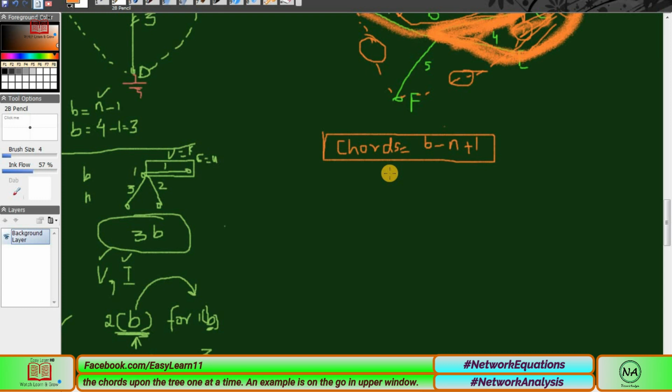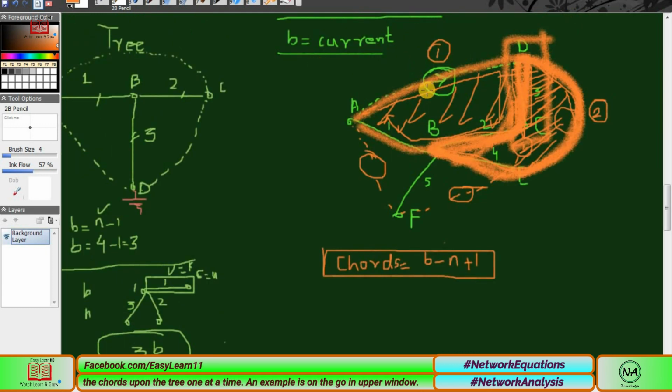These currents may also be in loop form, or mesh currents, and their paths may be determined by replacing the chords upon the tree one at a time, as we did here with the bold lines. By using this, we can analyze and replace the chords of the tree one at a time. It is convenient to assign a reference direction to the loop current, which is the reference direction of the chord.